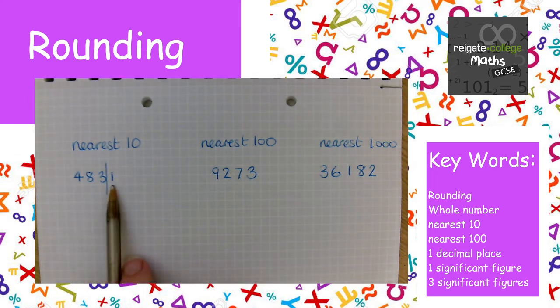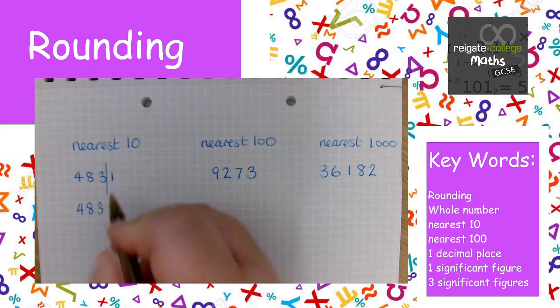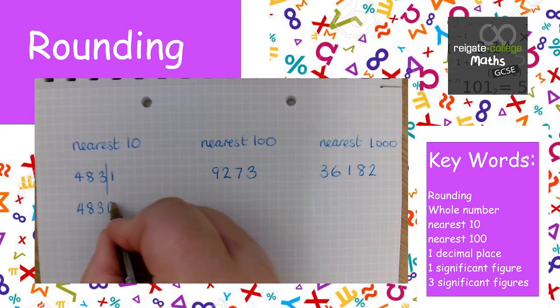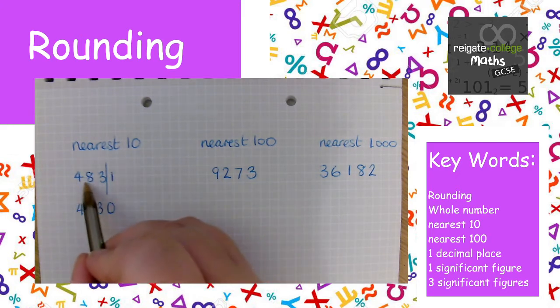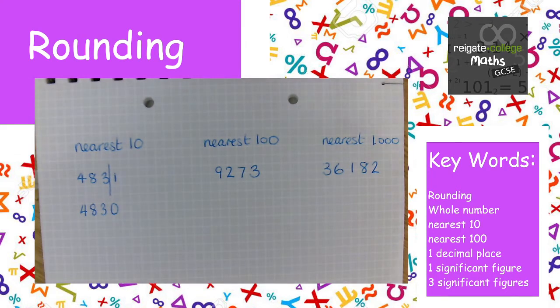We look to the 1 to see if it has an effect on the 3. Being below 5, it has no effect. So our first 3 numbers will remain the same. This column here, however, is returned to a 0. Rounding to the nearest 10, 4,830. The second number we're going to round to the nearest 100.